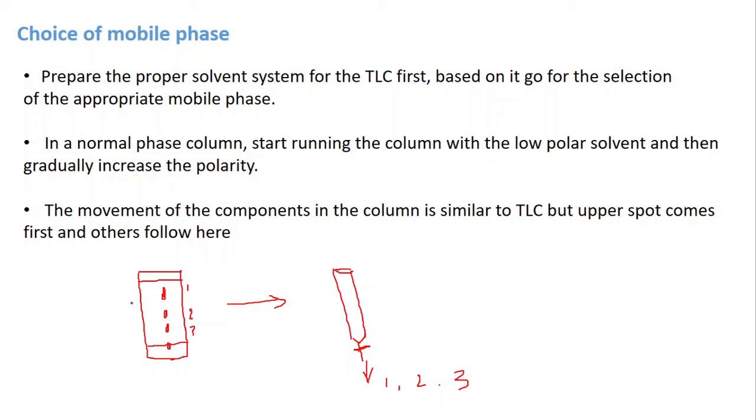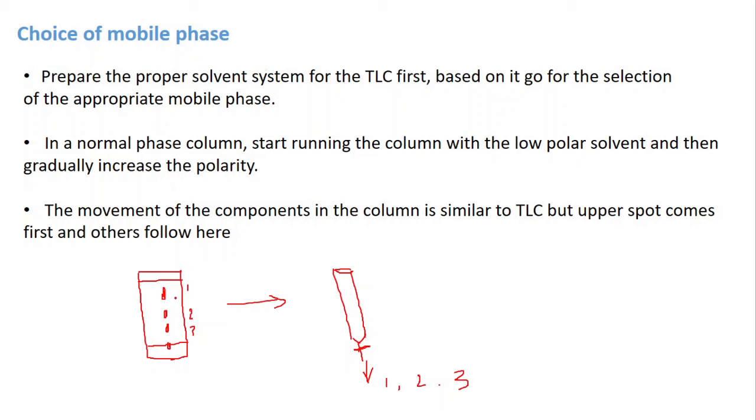See, remember, this is anti-gravitational, this is gravitational. So this is taken upwards and this will be put downwards like this. So you take this and put it down here. So that first one will come first, then second one, third one. Or the top spot will come first here, then the second spot, then the bottommost.